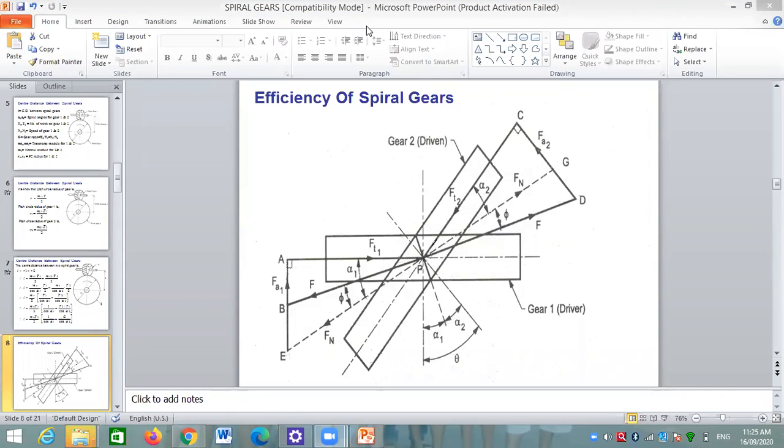The efficiency of the spiral gear is equal to output upon input. Here I consider gear 1 as the driver, meaning I am giving the input to gear 1, and I obtain the output at gear 2. Remember that, first of all I will explain the terminology which is used here, and then we will move further.